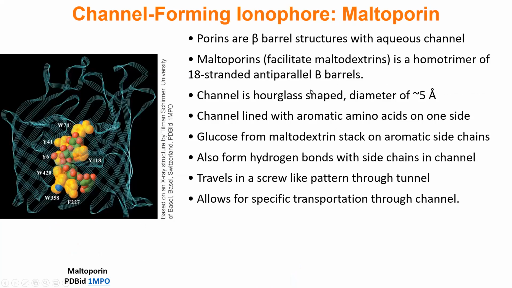So one of the channels we're going to look at is for maltoporin. Maltoporin is a part of this class of molecules called porins. And a porin is a beta barrel with an aqueous channel in the middle. So a beta barrel is shown here. Whoops, you cannot see that color. All right. So it's beta sheets that form a giant barrel. And in the middle is our aqueous chamber.